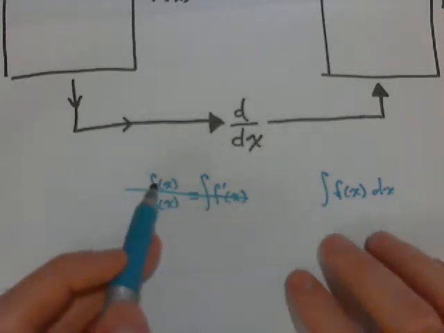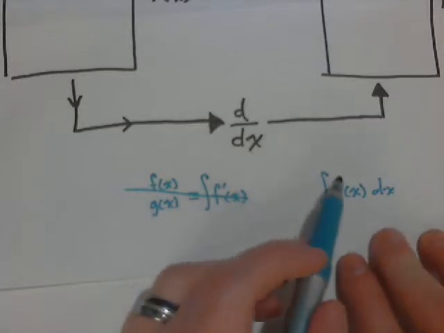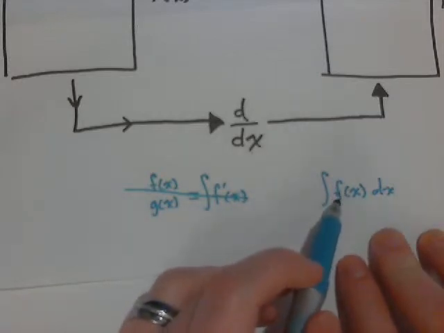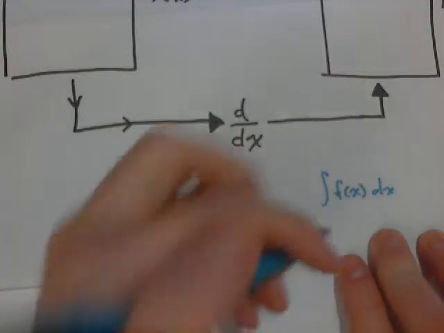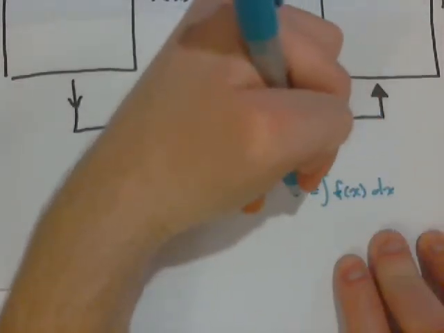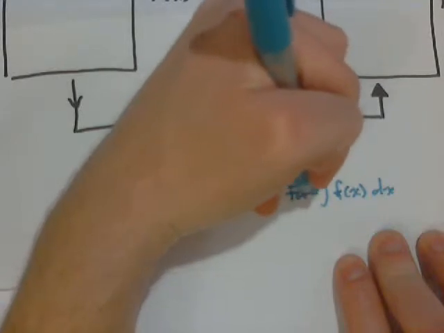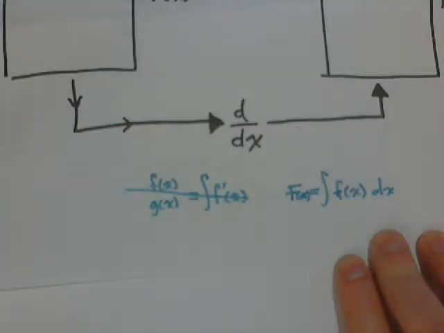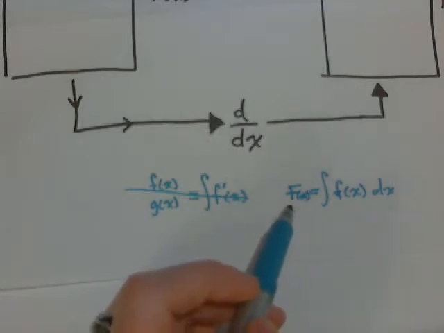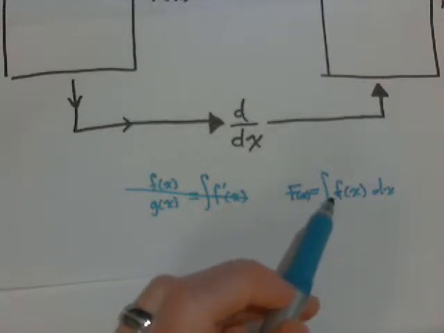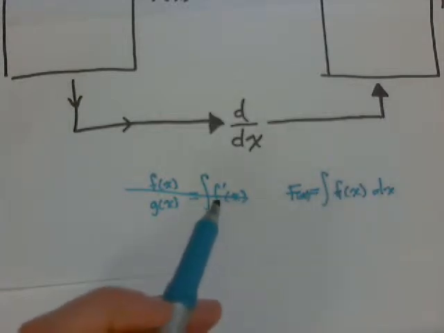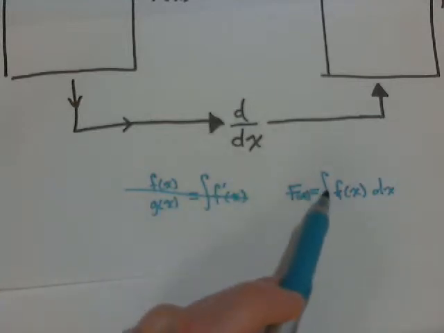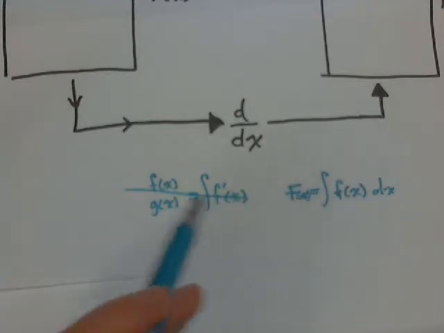If you start with f, and so you don't have a prime in here, it is often conventional to name this capital F of x. That is a very common thing you'll see people do. So that's all they're doing. You can name this whatever you want. So here, the antiderivative of f prime is f. Here, the antiderivative of f is capital F. But this is all just labels and conventions and names, and you can call it whatever you want.